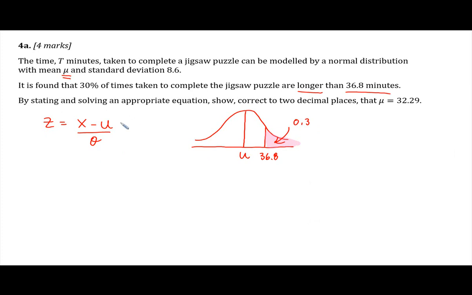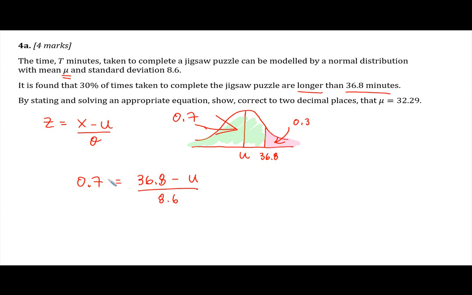When you set up the z-score, I typically always like to use the area to the left of the value. So if this is 0.3, that means all of this right here must be 0.7. So when I set up the z-score, I'm going to have 0.7 is equal to the x value, which is 36.8, minus the mean, which we don't know, divided by the standard deviation, which is 8.6.